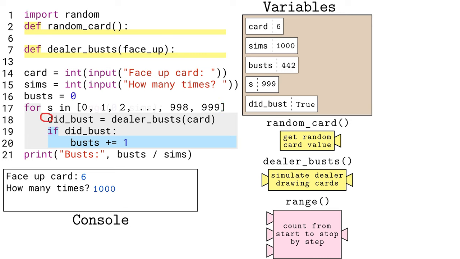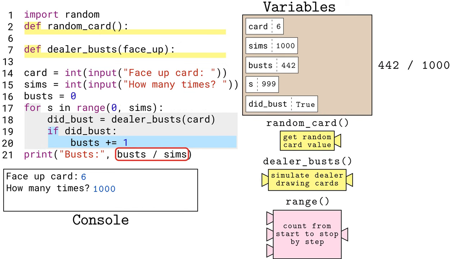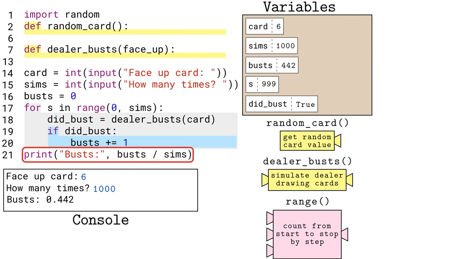Python starts executing after the indented block ends, here on line 21, by dividing our busts variable by the total number of simulations in order to print that proportion to the user. It looks to me like the dealer busted about 44% of the time when they had a 6 showing. That is useful information to people playing blackjack and trying to decide what to do.